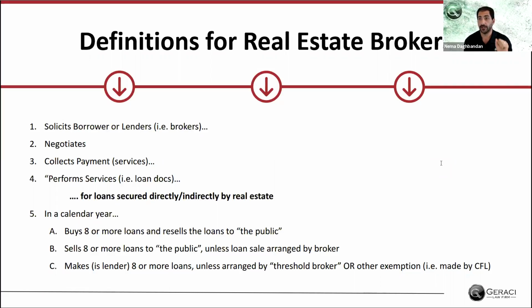But effectively, if you're going to buy the loan and resell the loan, right, 8 or more transactions per year, and you are considered a real estate broker. If you sell 8 or more loans to the public, unless those sales are arranged by a licensed real estate broker, you are considered a broker. If you are the lender, if you make 8 or more loans in the state of California, unless those loans are arranged by a licensed real estate broker, you are considered a broker.